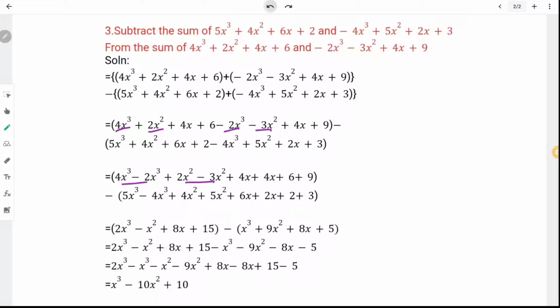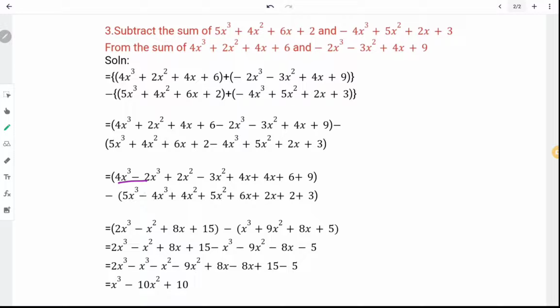So together x square, together x, together the numbers here. All right, so you have to do the same thing with the next one, x cube together, x square together, x together, and then the numbers have been grouped together here. All right, now that we're done with that, next let's start the subtraction.